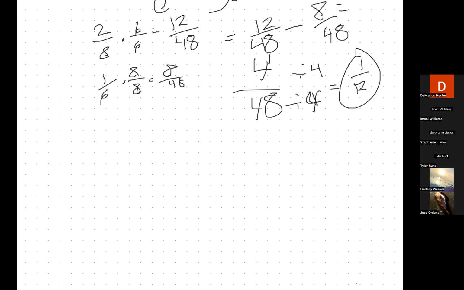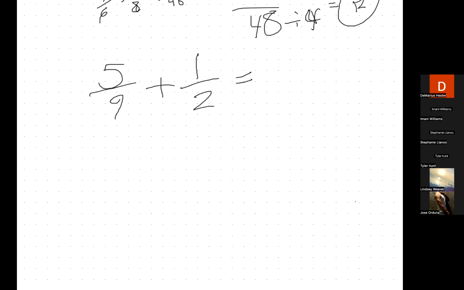All right, so now here's a practice problem. 5 over 9 plus 1 over 2. So why don't you all try to work this one? You've got to find the common denominator, and then you've got to do the addition. So I'm going to write your first step here, 5 over 9 and 1 over 2. Your first step is to find the common denominator for these two numbers.